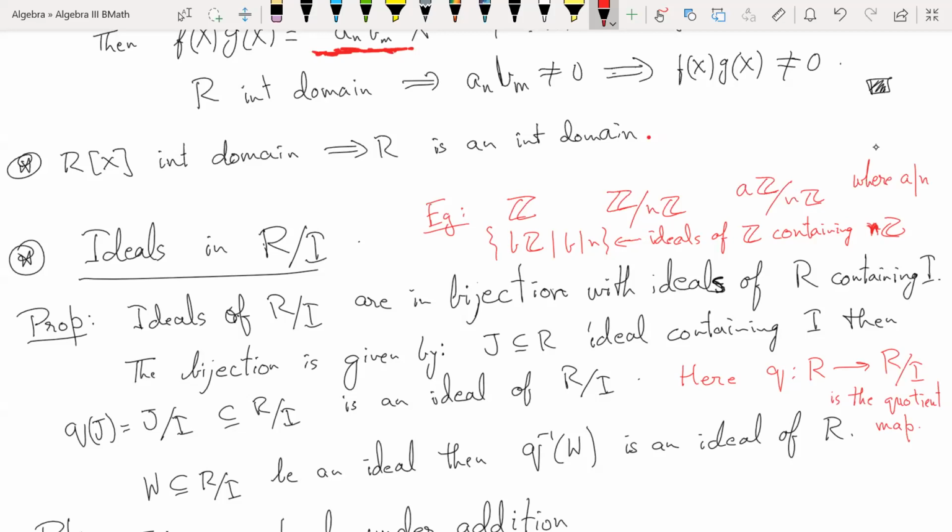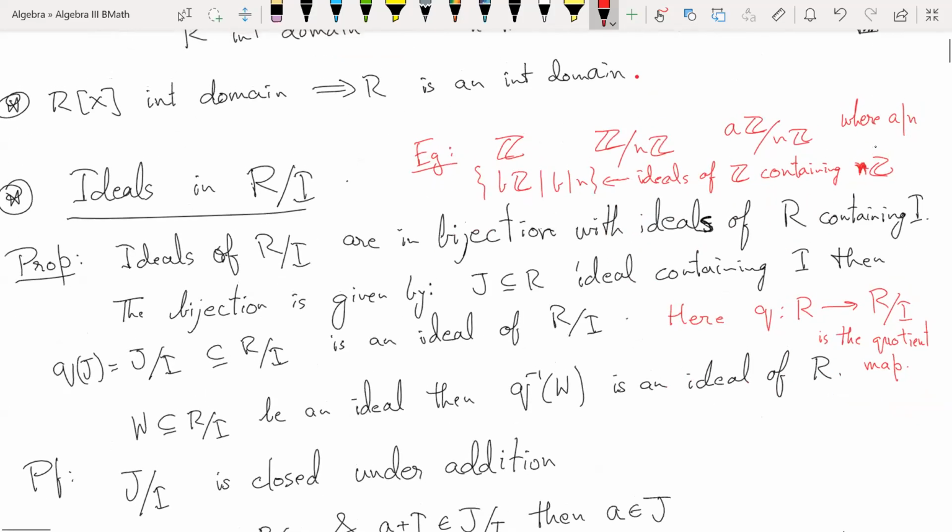So Q inverse W is again an ideal of R, and then this will give you the inverse map. So we will show that Q inverse W is also an ideal of R, and then we will show that these two are inverses. Okay, so that's how we will prove that there is a bijection between the set of ideals of R containing I and the set of ideals of R mod I.